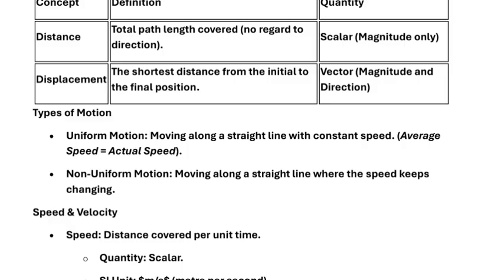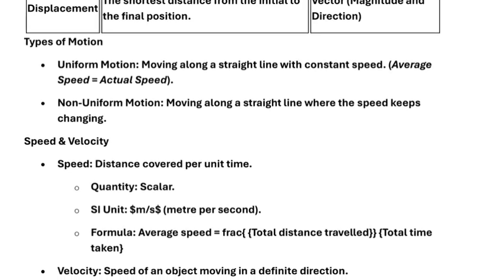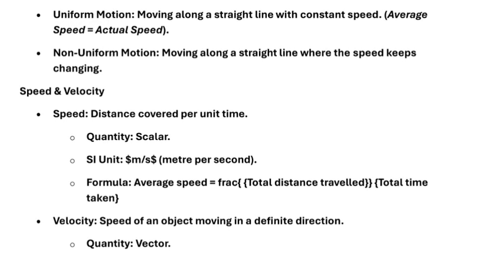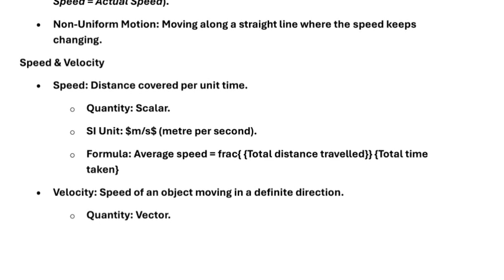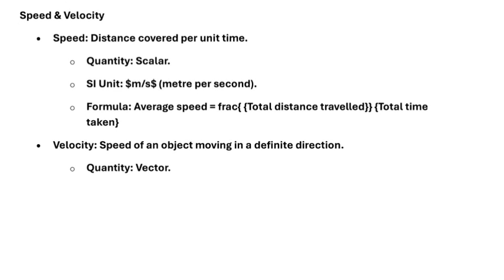Vector, magnitude and direction. Types of motion: uniform motion, moving along a straight line with constant speed. Average speed equals actual speed. Non-uniform motion, moving along a straight line where the speed keeps changing. Speed and velocity. Speed: distance covered per unit time.